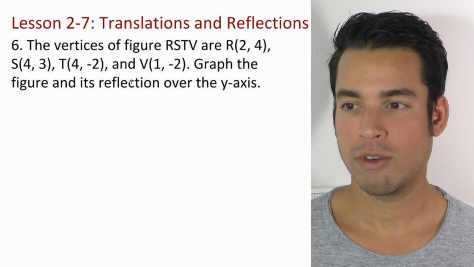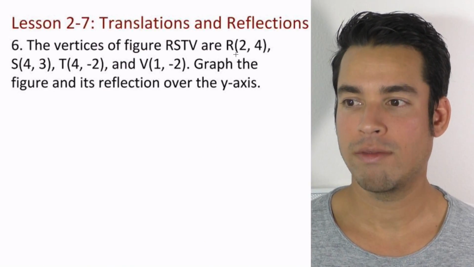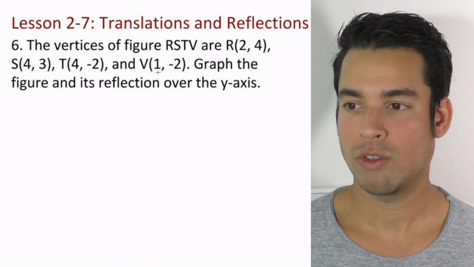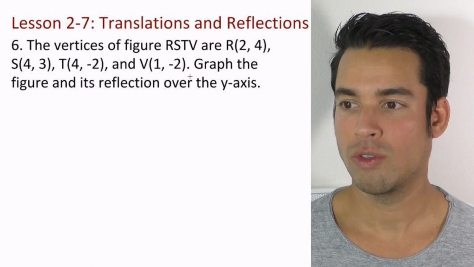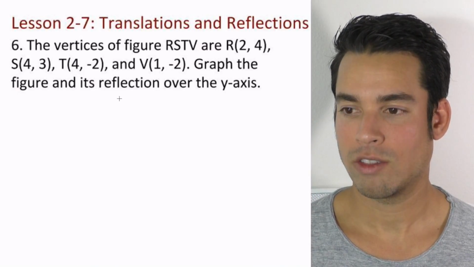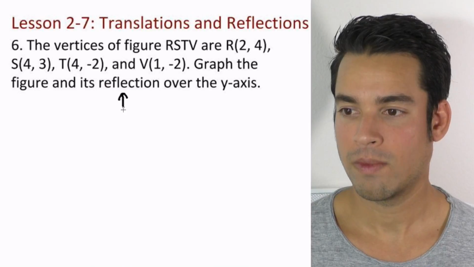So here it says the vertices of figure RSTV are (2, 4), (4, 3), (4, -2), and (1, -2). Now it says graph the figure and its reflection over the x-axis. So first let's go ahead and graph this guy.